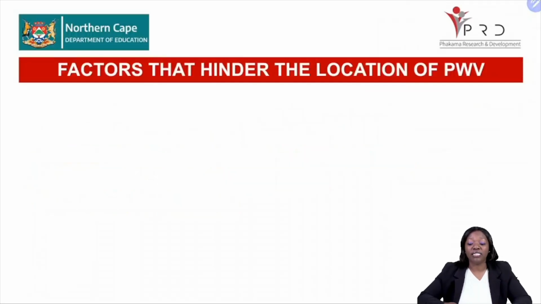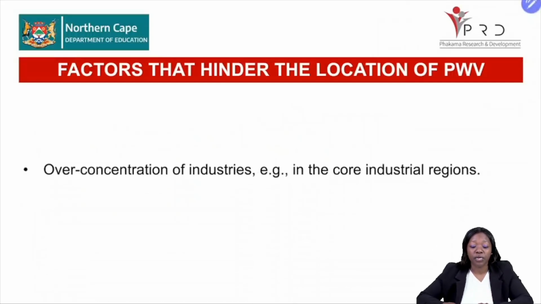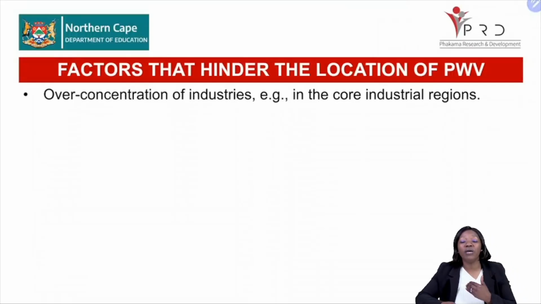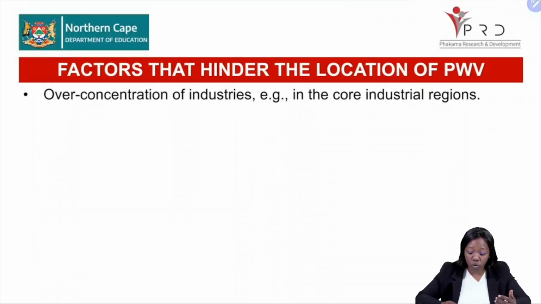Then we're looking at the factors that hinder the location of PWV. So number 1, the over-concentration of industries. Remember, we said there are so many minerals or raw material found in this region, which means it's going to attract a lot of industries. So there will be an over-concentration. There are too many industries in one region. Remember, the industries also contribute towards pollution. So if there are so many industries in that area, it means the level of pollution is also high.